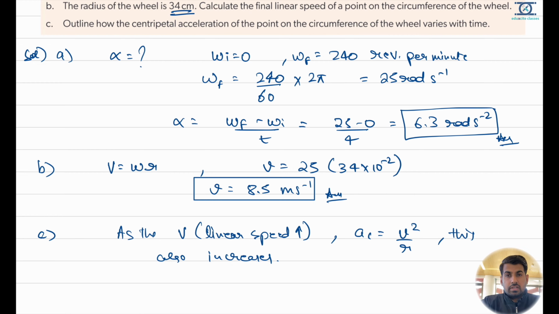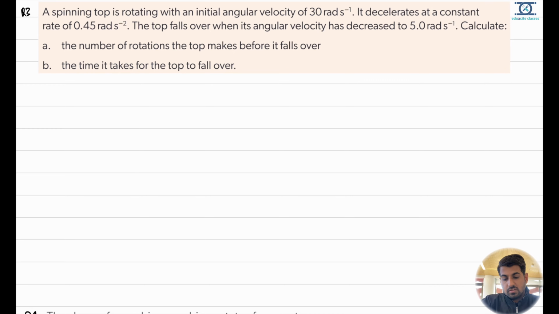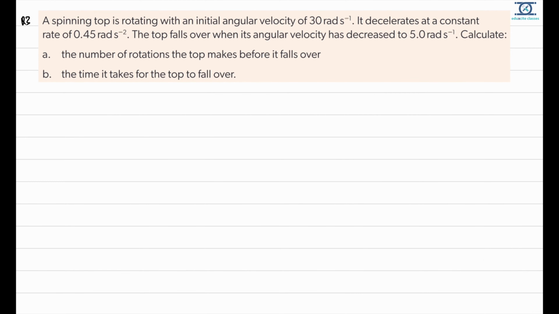Here guys, do not get confused between the centripetal acceleration and your angular acceleration. Angular acceleration is the acceleration of the whole object which is rotating, whereas centripetal acceleration is the acceleration due to circular motion of each individual point on the circumference at a fixed radius. Okay, now pause the video for question number 3 and solve.